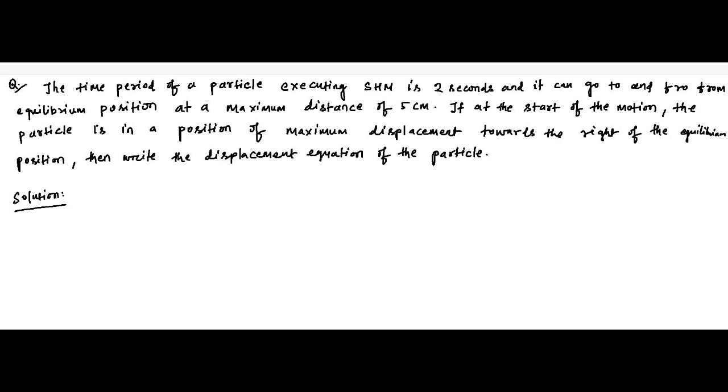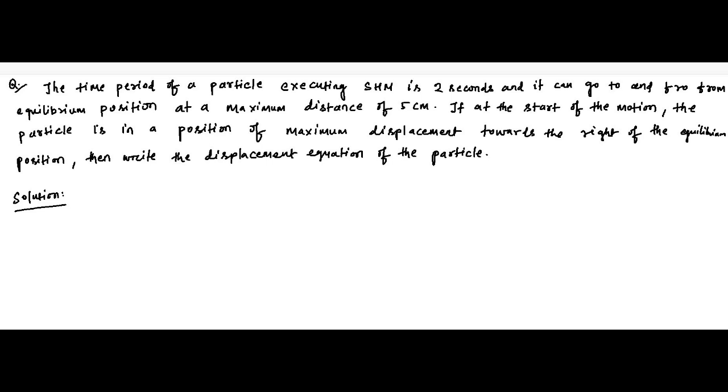So here is another question on simple harmonic motion. It is given that the time period of a particle executing simple harmonic motion (SHM) is 2 seconds, and it can go to and fro from the equilibrium position at a maximum distance of 5 centimeters. If at the start of the motion the particle is in a position of maximum displacement towards the right of the equilibrium position, then write the displacement equation of the particle.